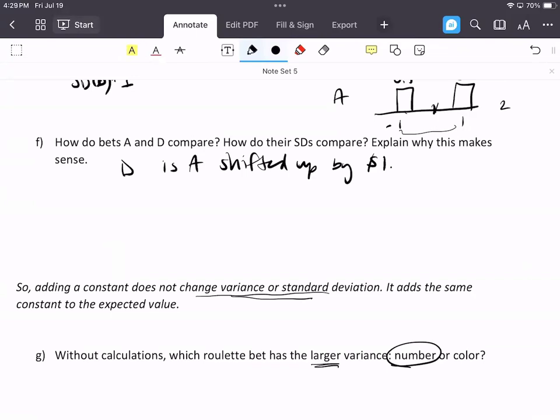And if you look at the wheel, you'd see that would make sense because almost half of them are red, almost half are black, whereas each number only has one slot on the wheel.